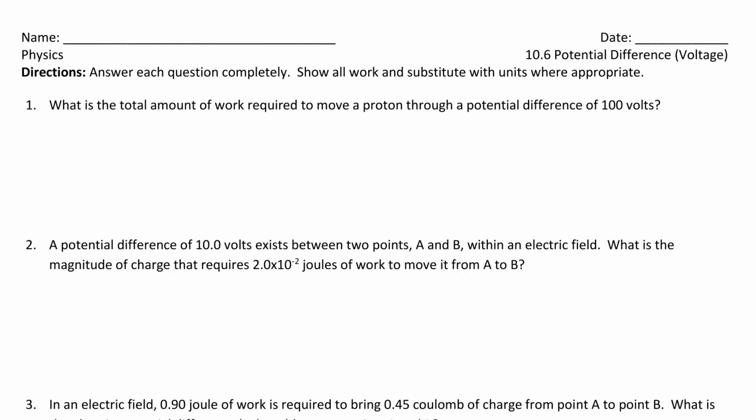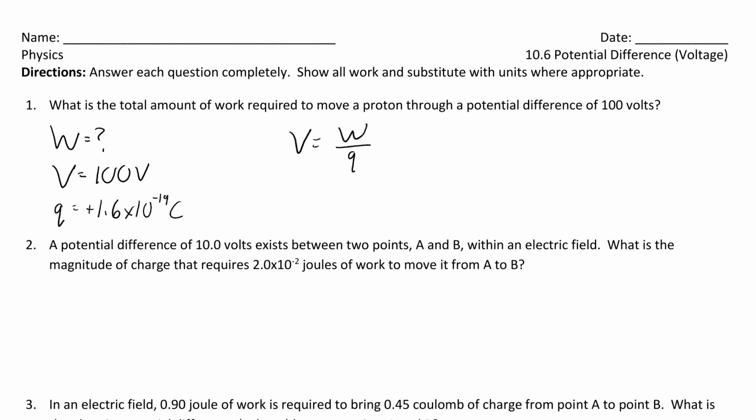So the question says, what is the total amount of work required to move a proton through a potential difference of 100 volts? So the voltage is equal to 100 volts. And they're telling you it's a proton, so that's like hidden information. They're also telling you the charge, because the charge for one proton is still 1.6 times 10 to the negative 19 coulombs. And that's important to know because our formula looks like this.